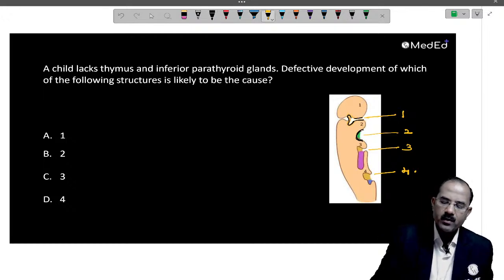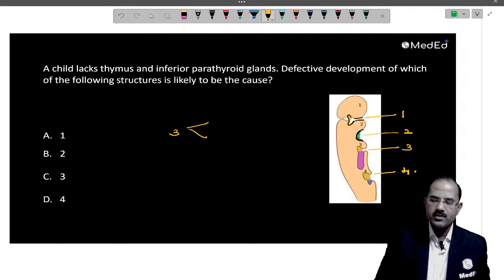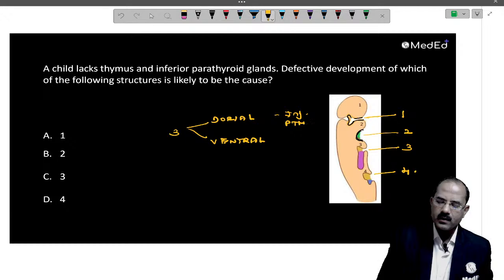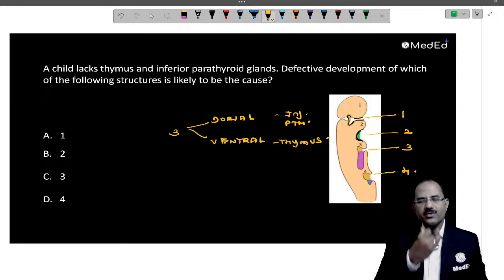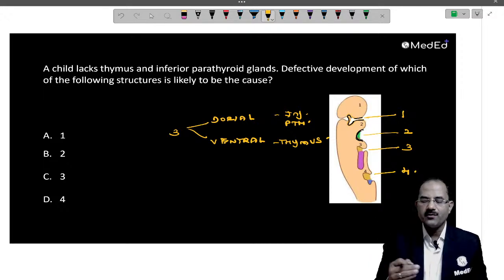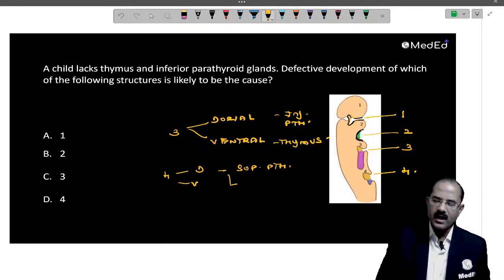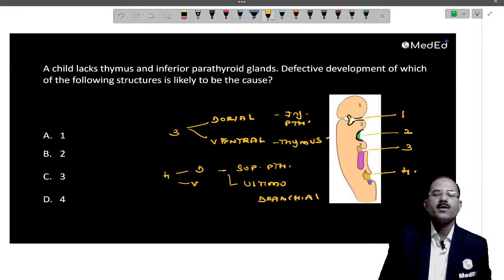The third endodermal pouch divides into a dorsal and a ventral part. The dorsal is going to form what? The dorsal is going to form the inferior parathyroid, and the ventral is going to form the thymus, right? The fourth endodermal pouch again divides into a dorsal and ventral part. The dorsal is going to form the superior parathyroids and the ventral joins with the sixth and forms the ultimobranchial body.